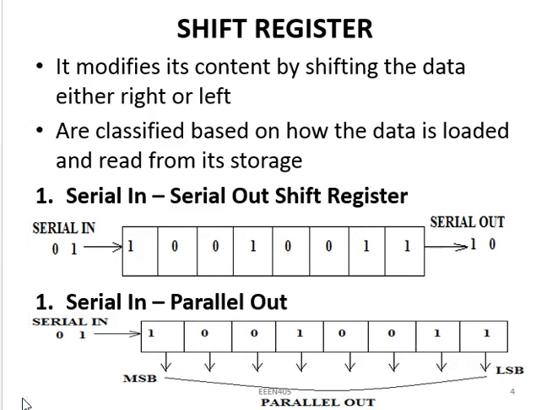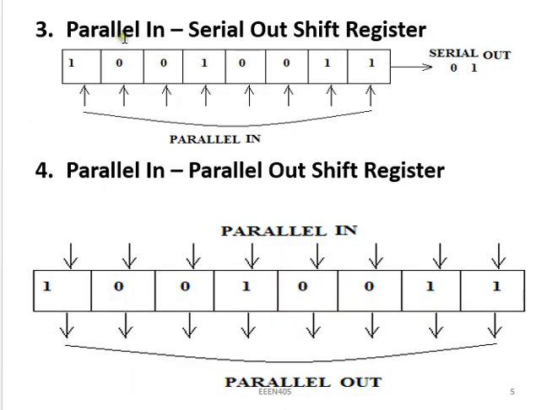The next one, which is number 3, is called the parallel in, serial out shift register, and as the name implies, the input is delivered all at a time into the register, but we take the output one after the other. As you can see, these are our inputs going into the register at the same time, but the outputs are taken bit by bit. That is why we call it parallel in, serial out.